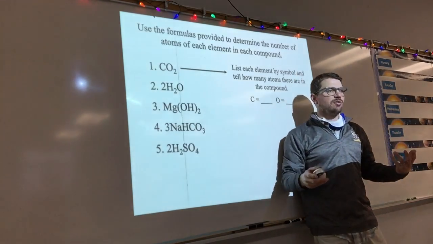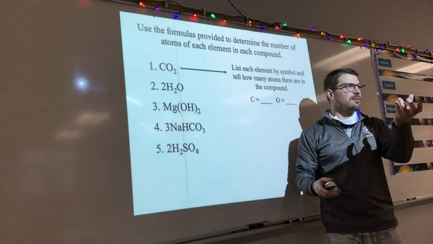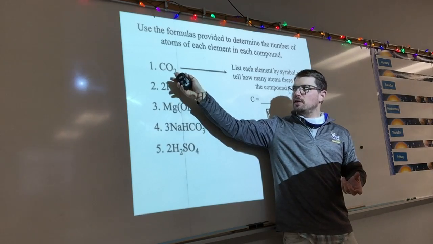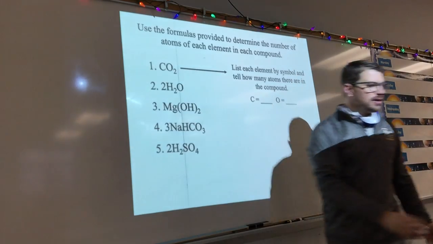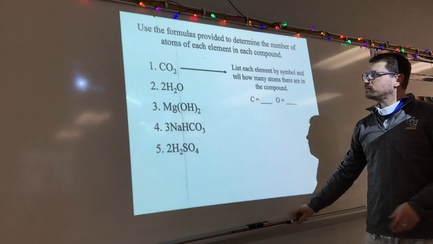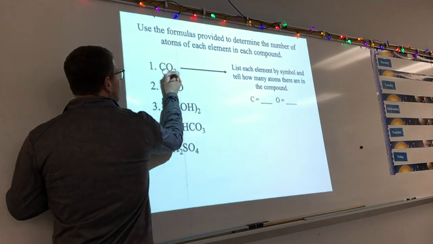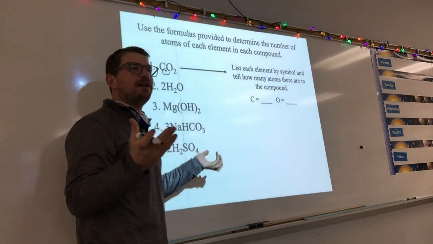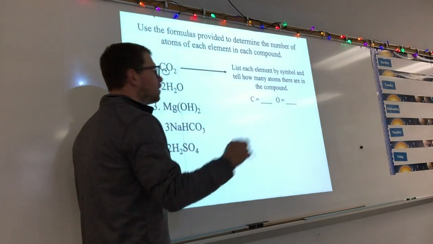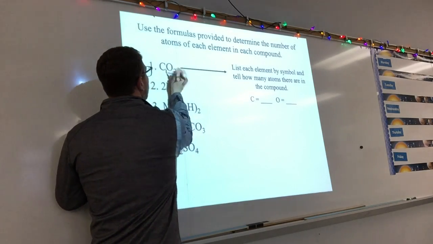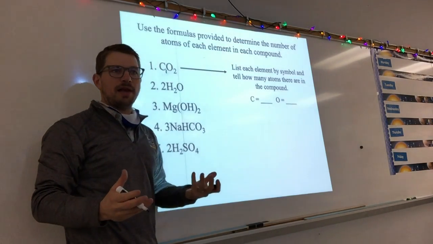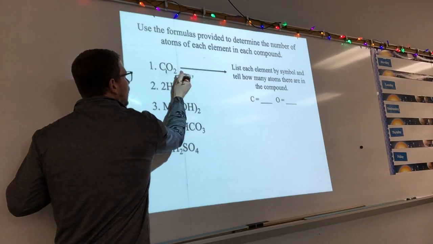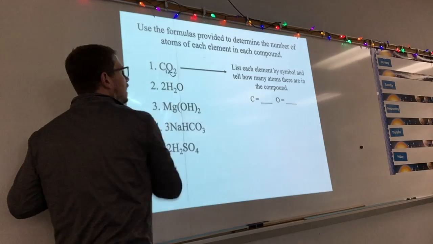Then we have to count how many there are in each compound. If you look, there's only one number in here. It's a 2. And then this has nothing in front of it. If there's nothing next to the letter, do you know what that means? It's just like a letter in algebra. Just 1. They just don't write it in there. It's an implied 1. And then the 2 only applies to the oxygen.